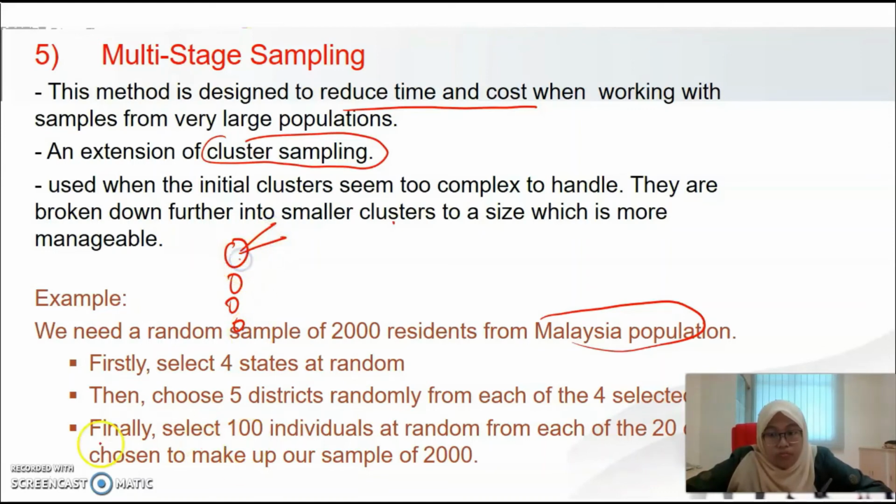We just need 5 districts from each state.